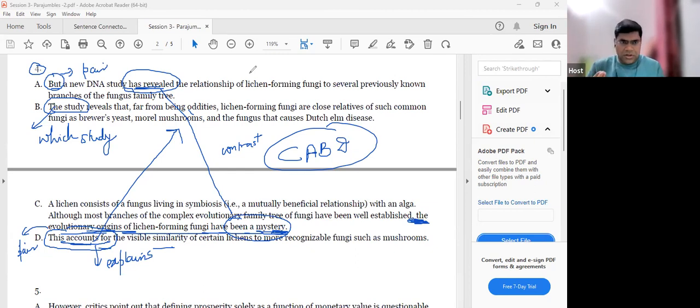A lichen consists of this and this. Something has been a mystery, but a new study has revealed something. And the study says something. And what it says is the reason behind why it is like this. This is the way you have to read your RC passages.